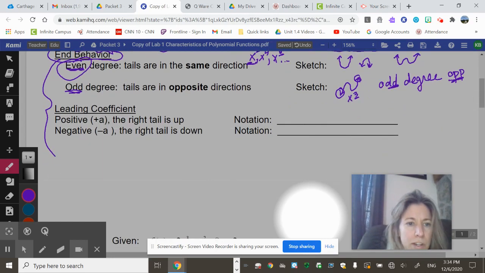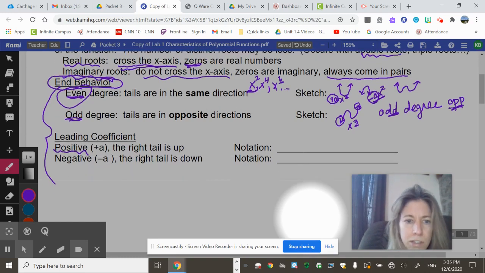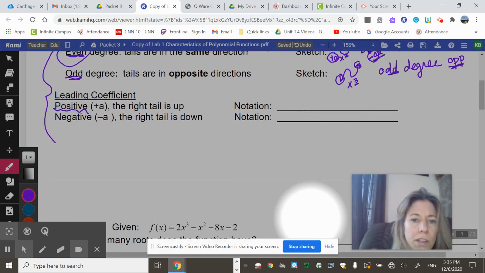I mentioned the lead coefficient. I'm going to go back up to this parabola that I drew. This would be an example of a positive ax squared, and this would be a negative ax squared that starts out your polynomial function. When I'm talking about the lead coefficient, we should be familiar with that as the a value out front. There are different notations for whether the right tail is up or the right tail is down.